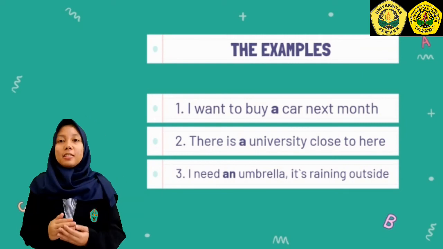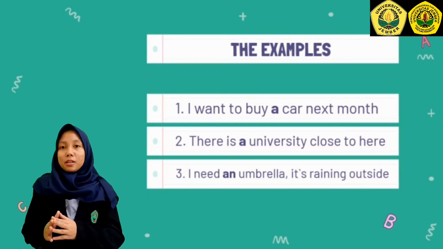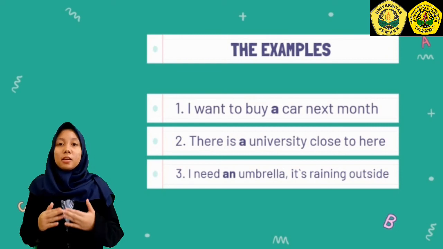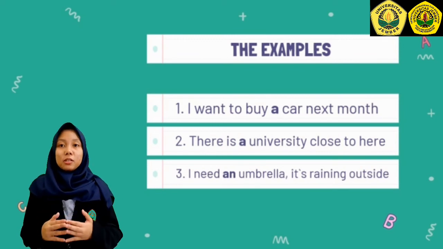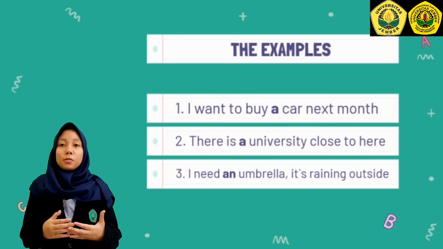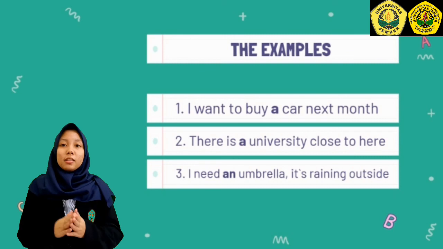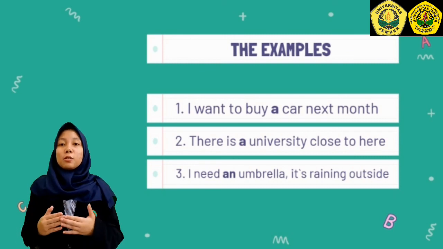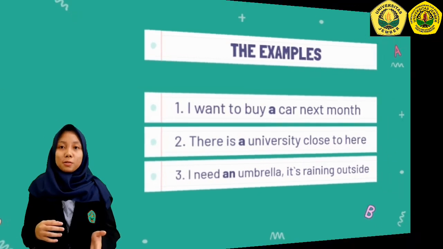The third sentence is, "I need an umbrella. It is raining outside." In this sentence, the article "an" is used because it doesn't mention a specific umbrella. In this context, the person needs any umbrella. Besides, the article "an" is also used because umbrella starts with a vowel sound.